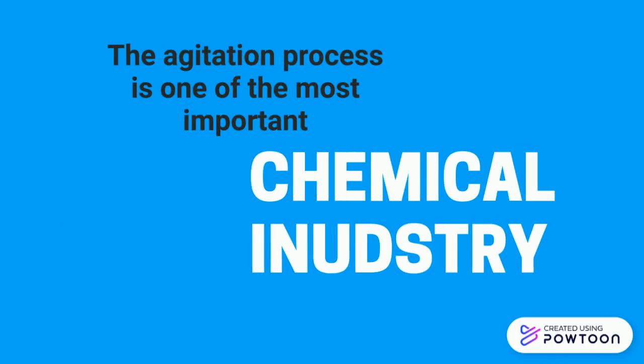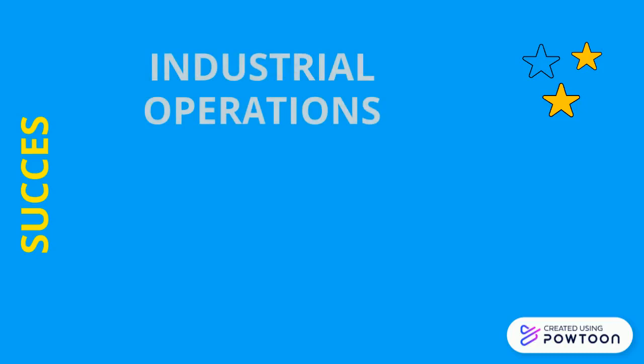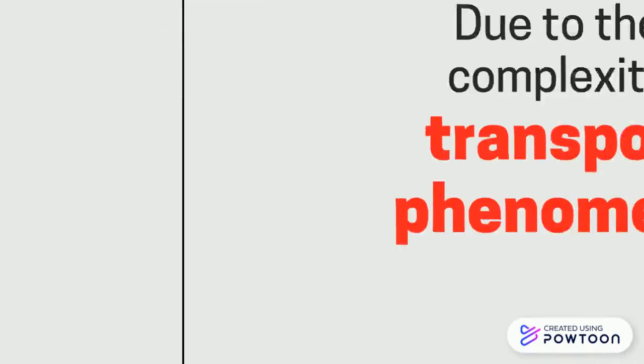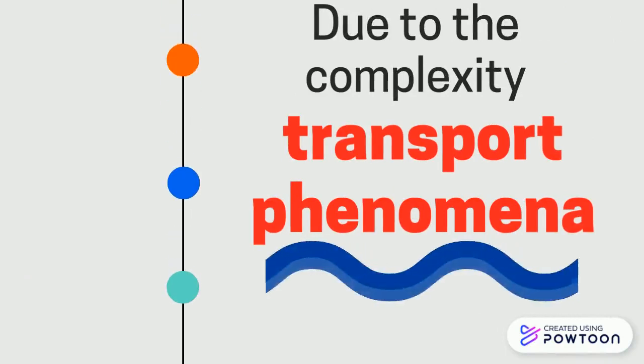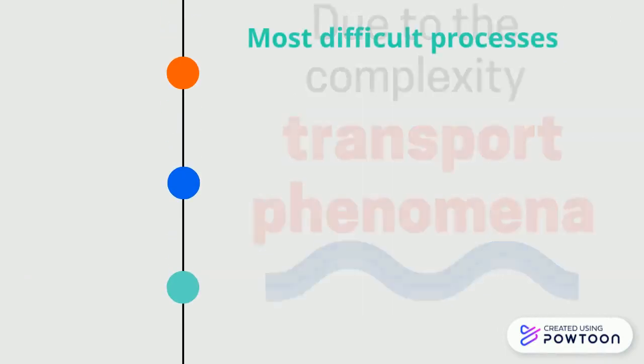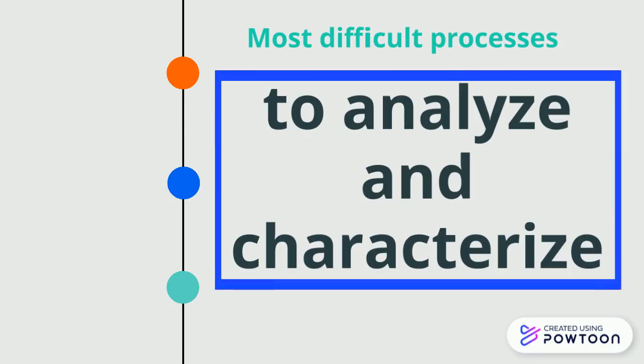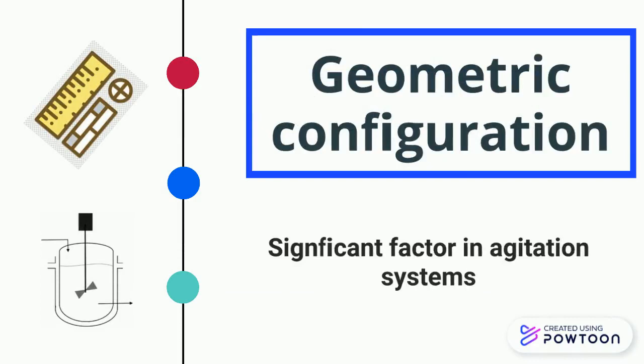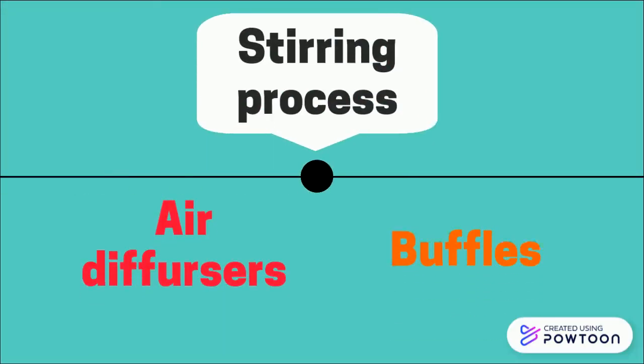The agitation process is one of the most important within the chemical industry because the success of many industrial operations depends on effective agitation and mixing. However, due to the complexity of the transport phenomena involved, it is one of the most difficult processes to analyze and characterize. The geometric configuration is a significant factor in agitation systems.